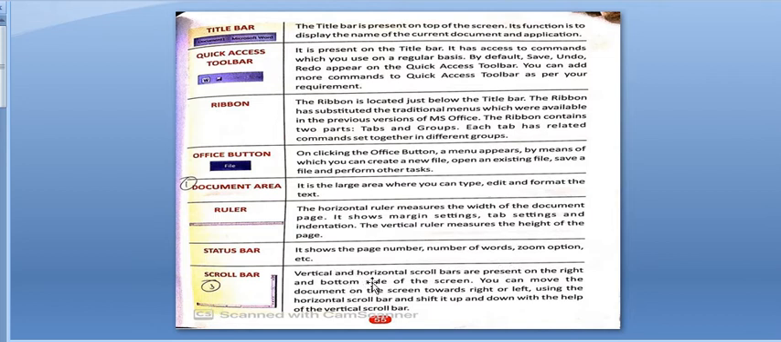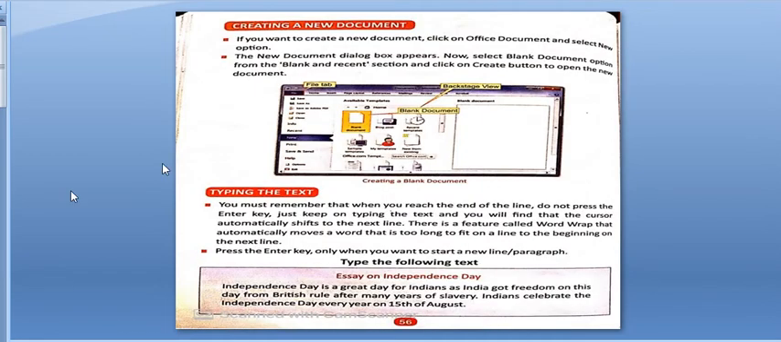Scroll bar. Vertical and horizontal scroll bars are present on the right and bottom side of the screen. You can move the document on the screen towards right or left using the horizontal scroll bar and shift it up and down with the help of the vertical scroll bar. Now creating a new document.